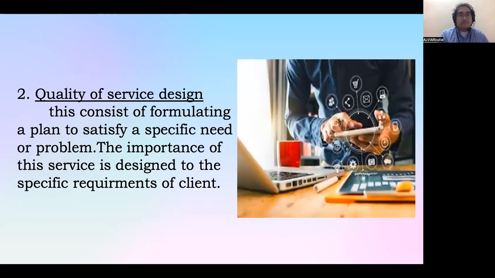This consists of formulating a plan to satisfy a specific need or problem. The importance of this service is designed to the specific requirements of clients. So as a businessman or negosyante, kailangan meron ka rin talagang service design. Halimbawa, sa isang community, maraming nagkakasakit ng communicable disease. Puro communicable disease.